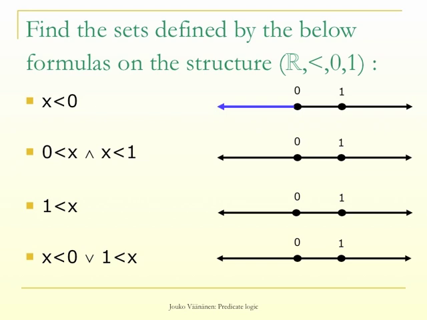Then the next formula, 0 less than x and x less than 1. So this defines numbers between 0 and 1. The next formula, 1 less than x. This defines the set of numbers which are greater than 1. Finally, x less than 0 or 1 less than x. It defines numbers which are negative plus the numbers which are greater than 1. Very easy.